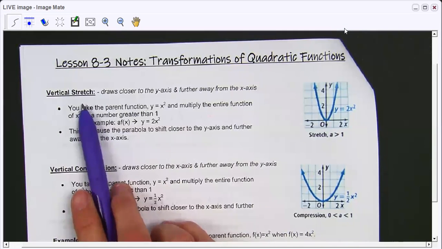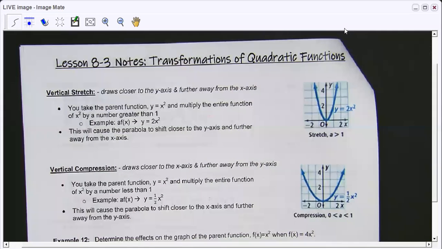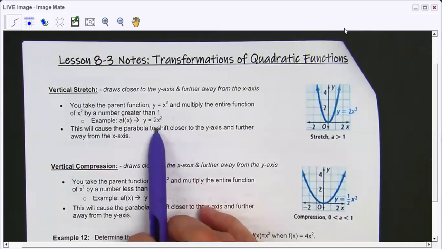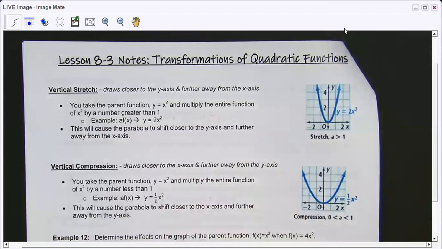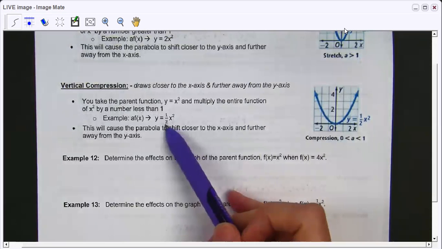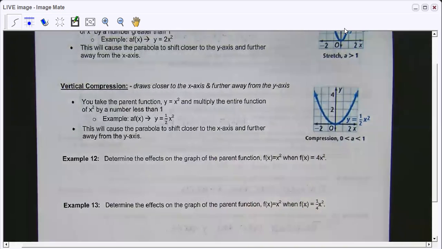Okay, vertical stretch. We've already gone over this when we ordered our functions from narrowest to widest. If you look at this one, if you go from 1 to 2, you are making a narrower graph, so it is stretching towards the y-axis. That's why this is called a vertical stretch. The second one is less than 1, smaller than the parent function, so it is compressing closer to the x-axis, flattening out. That's what we call a compression.